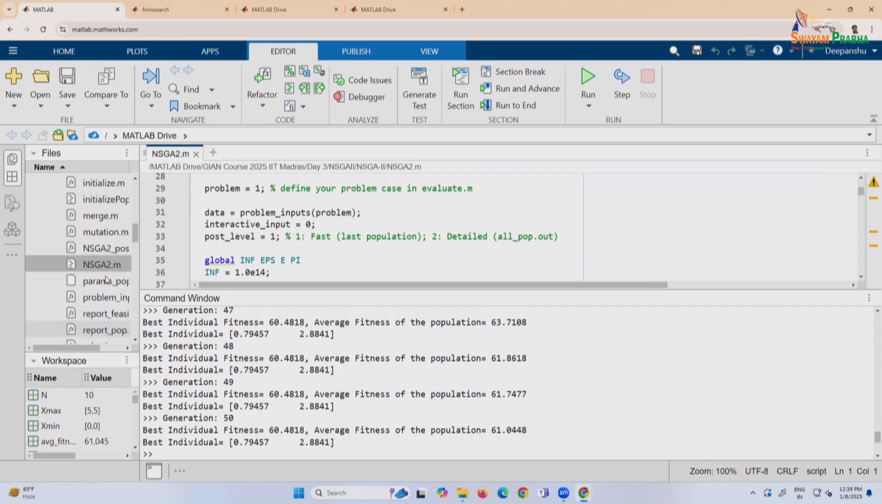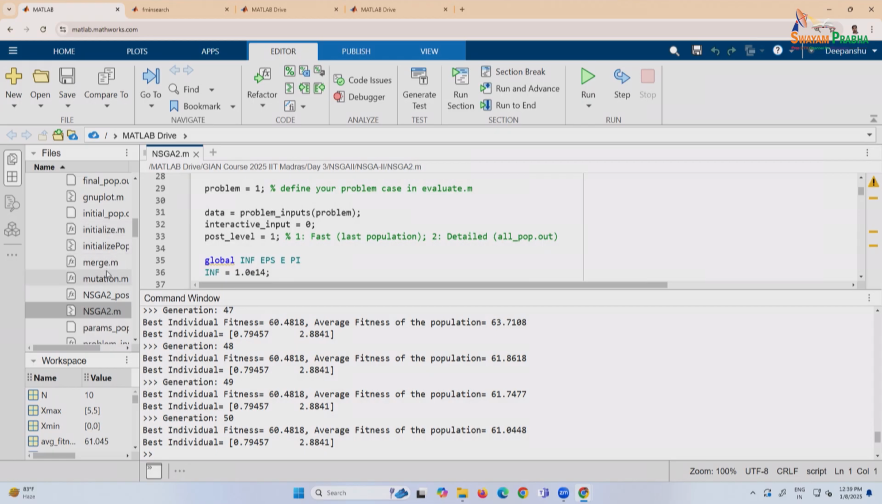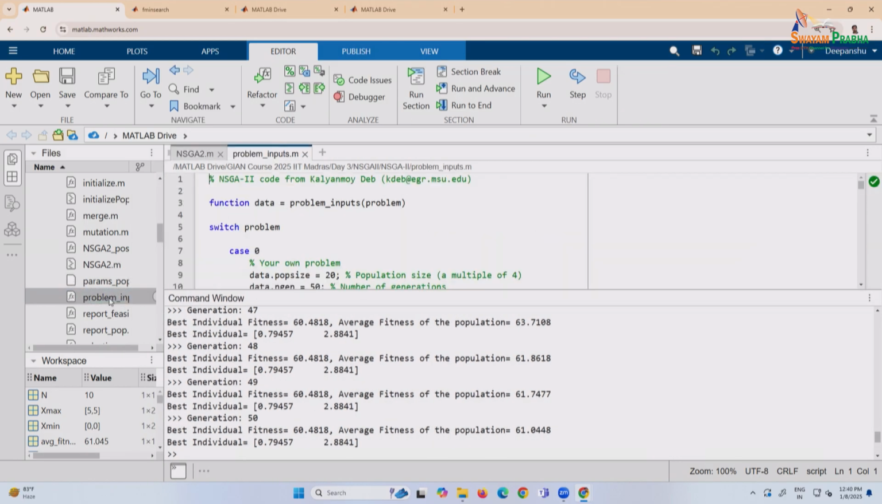Now the function here is, so here is the selection operator, we have mutation, we have initialization, crossover somewhere, domination check, evaluation, all of these, non-domination checking and everything is here. It also plots a few things, merging the two populations and all that. So now I have to go to problem, problem input I think. Okay.